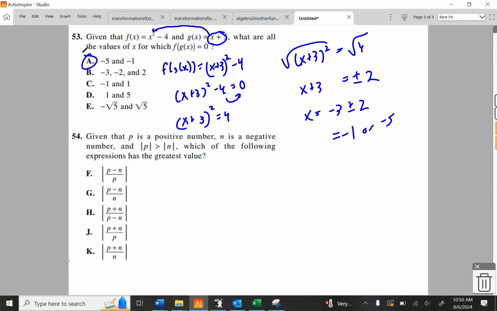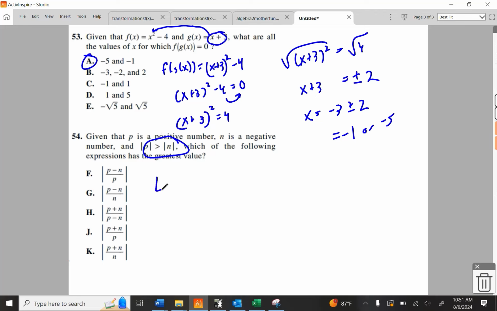54. See, the problem with 54 is this stuff. I know what that does to kids. Given that p is a positive number, n is a negative number, and the absolute value of p is greater than n, which of the following expressions has the greatest value? Some people can do this in their head. I'm just going to make up numbers. And it has to work for what it's given.